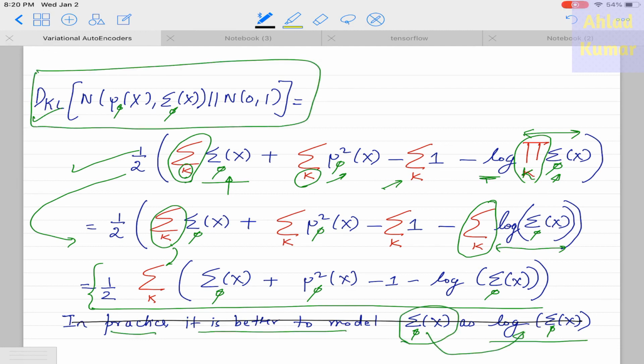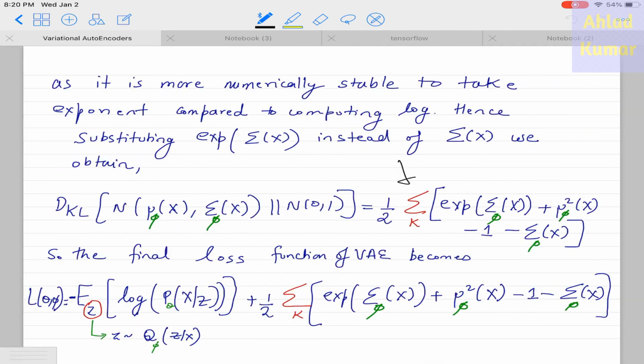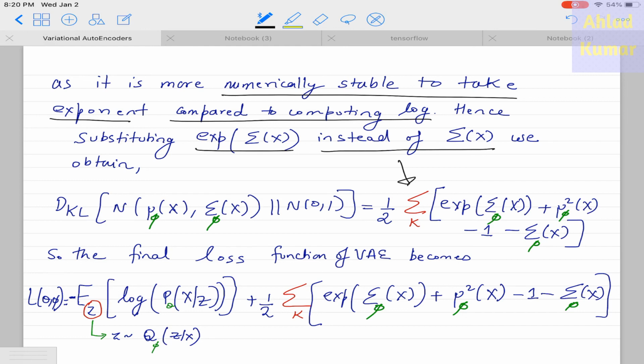Sometimes it is better to model sigma phi of x, that is given over here, as exponential of sigma phi of x for numerical stability. So in order to achieve numerical stability, we have to do this substitution. Once you substitute this into this expression, the result will be this. This is done just to have the numerical stability of the exponent compared to the log. So we are substituting exponential of sigma of x instead of sigma of x in the last expression to obtain this. So this is our expression.